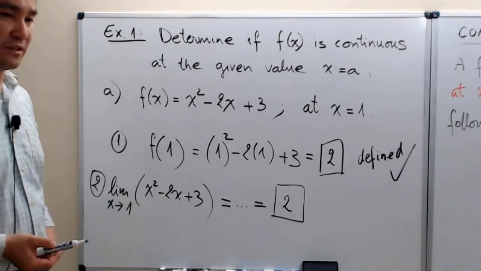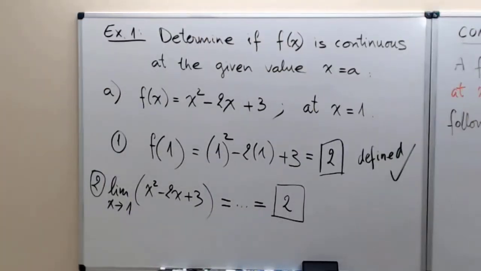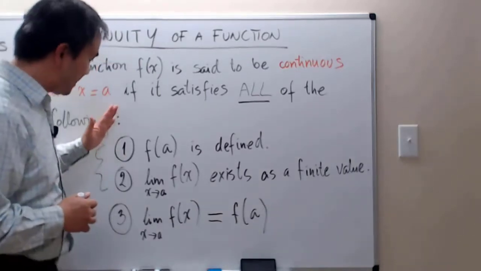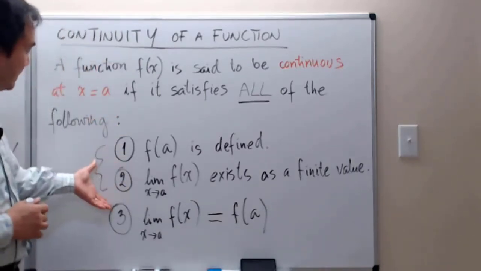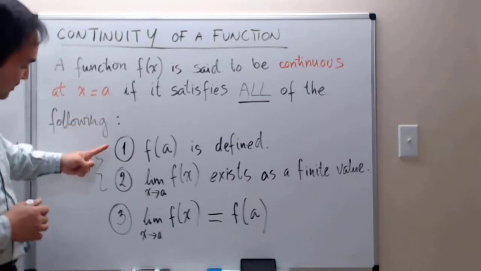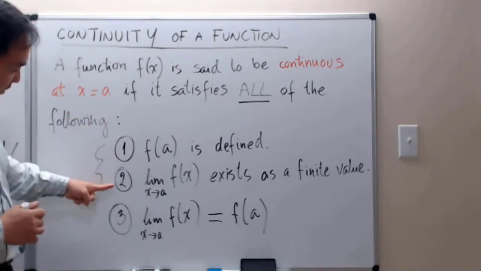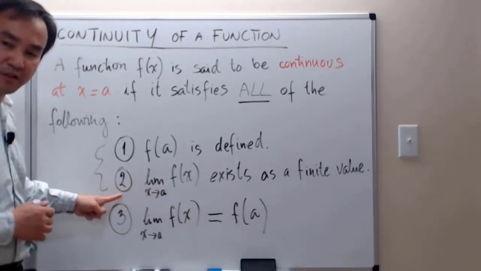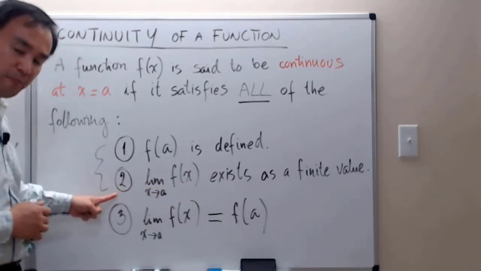So that means, looking back at our definition of continuity of a function at a point, we just passed requirement number 2 for our function in the current example.